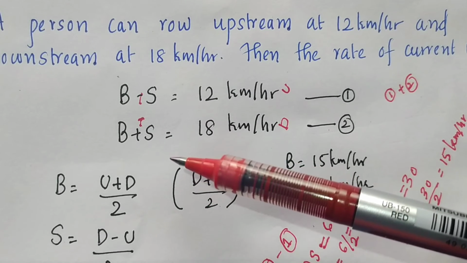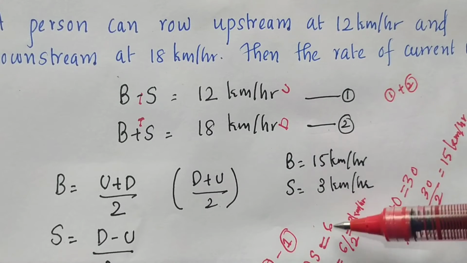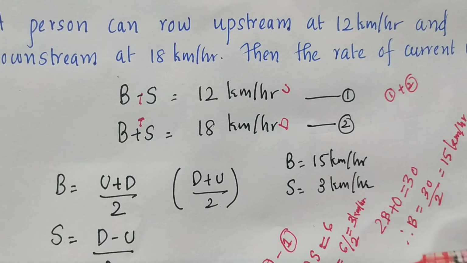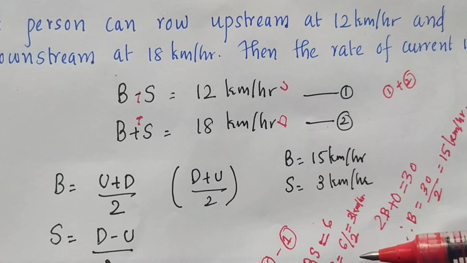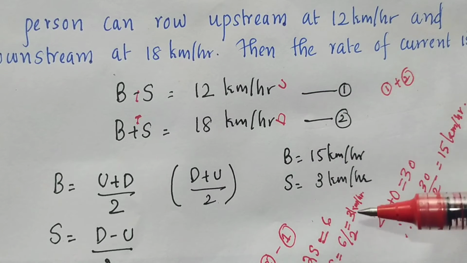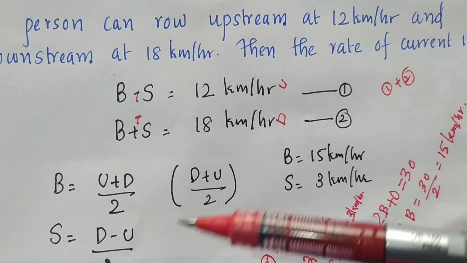And to get the speed of the stream, we subtracted 1 from 2. That is 2S is equal to D minus U. That is 6. So S is equal to 6 by 2, that is (D minus U) by 2. So here the speed of the stream is (D minus U) by 2.